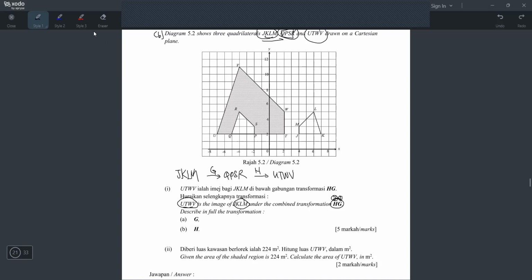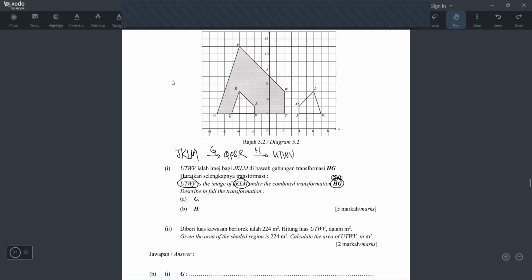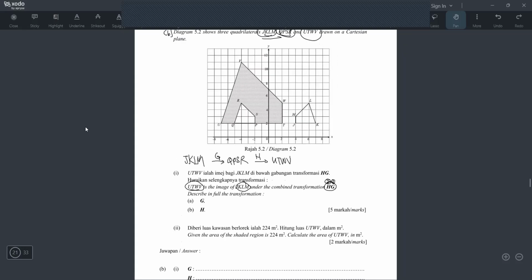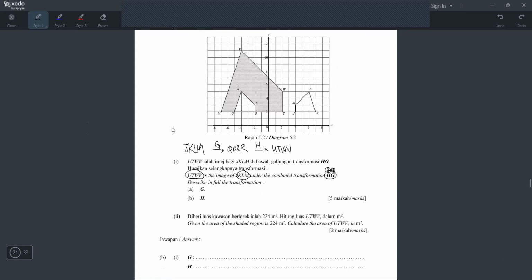Okay, let's go. Transformation G. Where should I write? I think I can write here. So I write here. Let me shrink it, because if I shrink it, then I can write it down. So I write transformation G is blah blah blah, and then transformation H is blah blah blah.